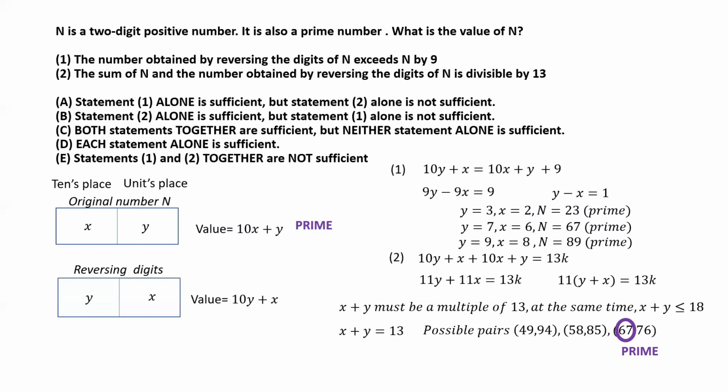So going through all the options from A through E, the correct option will be option B, which states that statement 2 alone is sufficient, but statement 1 alone is not sufficient. So that will be the best choice in this particular problem.